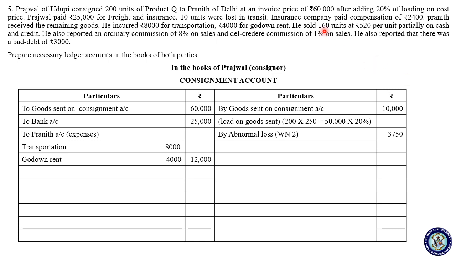Okay, what next? Sale. Pranith has sold the goods, right? The consignee sells the goods, so you have to write the consignee's name. That is By Pranith's account, sales. 160 units were sold at 520. It comes to 83,200.